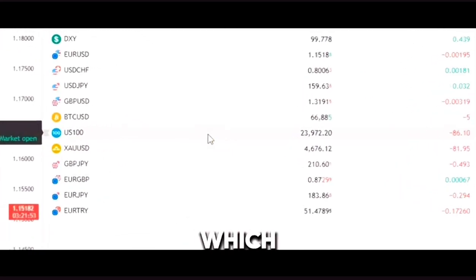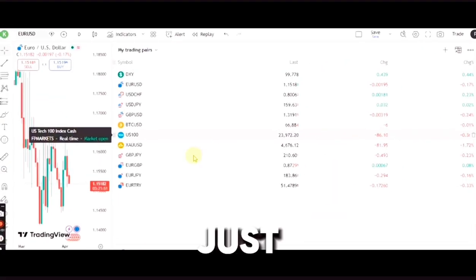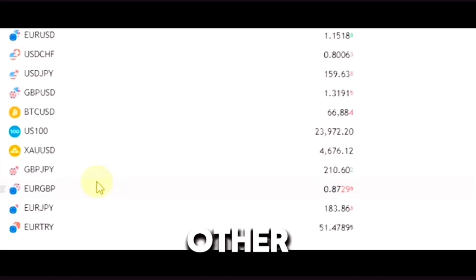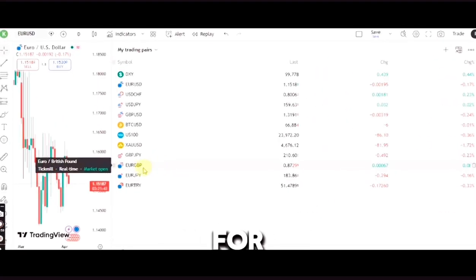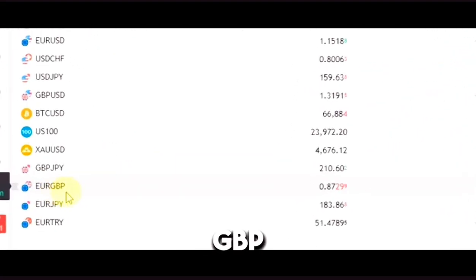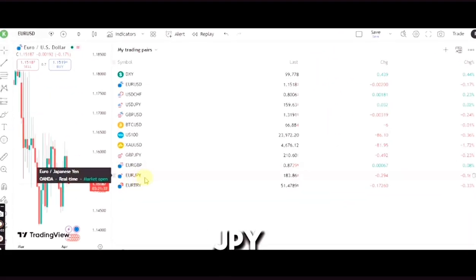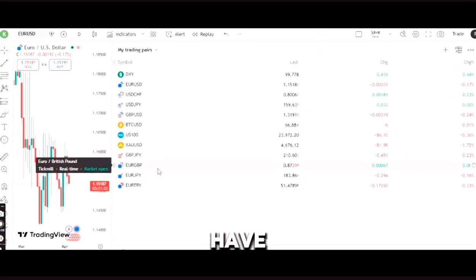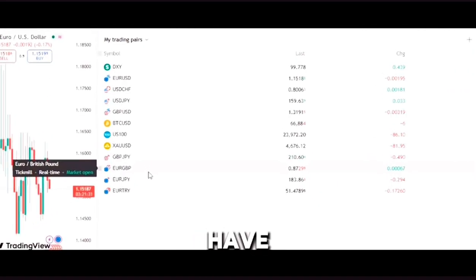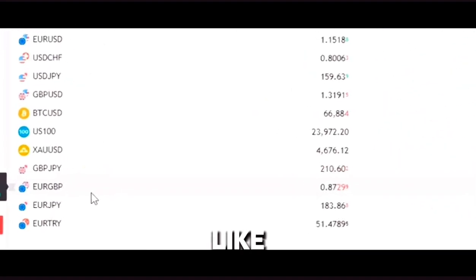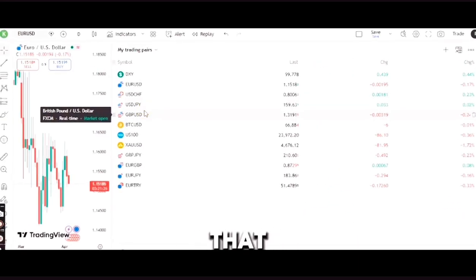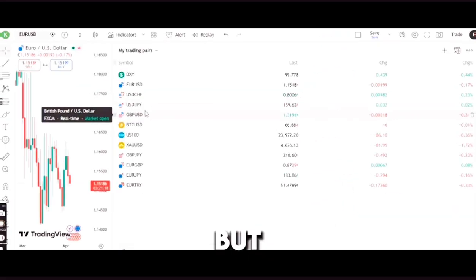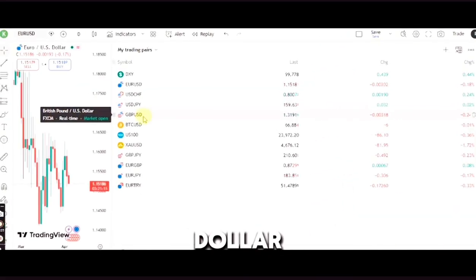Then the second one, which is minor pairs. Minor pairs are just a kind of cross pairing of other currency pairs. For example, Euro GBP, Euro JPY. These are minor pairs, and they are called minor pairs because they don't have the same speed, the same volatility, like the major ones that have USD in them. They are influenced by news, okay, but not as much as the US dollar.